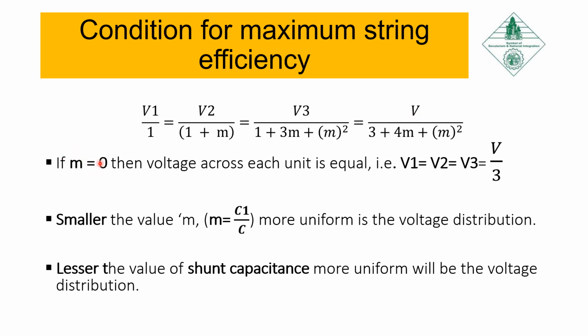If the value of m is equal to 0 is assumed, then the voltage across each unit becomes equal, that is V1 equal to V2 equal to V3 equal to V by 3. It indicates that the voltage distribution across the units is equal. Smaller the value of m, more uniform is the voltage distribution. In other words, lesser the value of shunt capacitance, more uniform will be the voltage distribution.